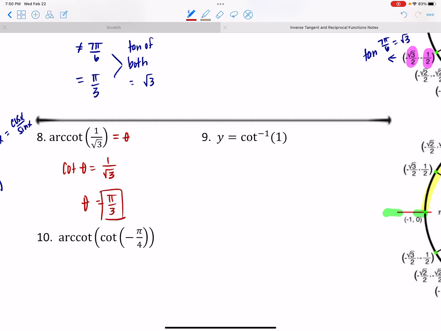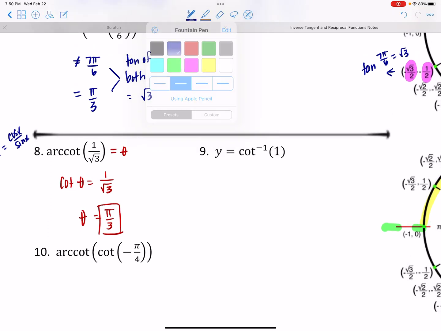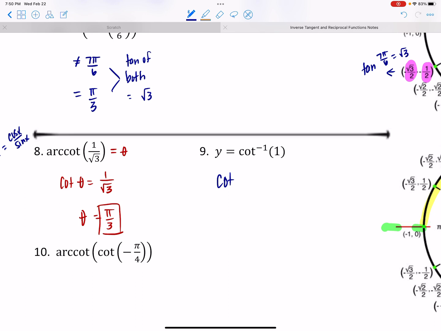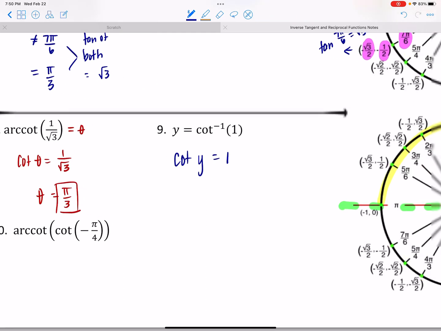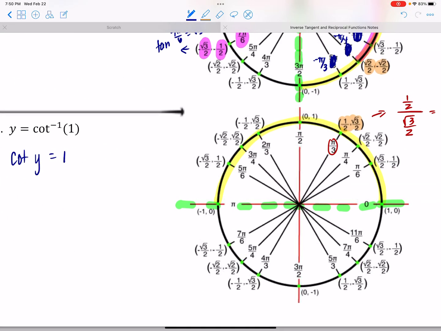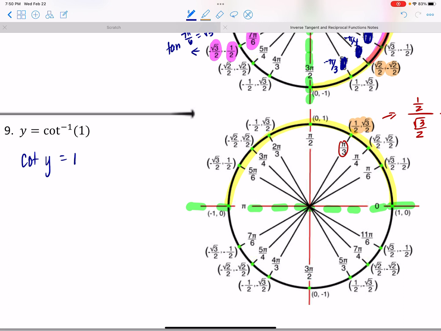Okay. Next one, we want the inverse cotangent of 1. So we're looking for an angle such that when I take the cotangent of that angle, which they named y, it is going to be equal to 1. Dividing something by itself is the only way to get 1, so these are the easy ones because it's got to be our radical 2 over 2's.